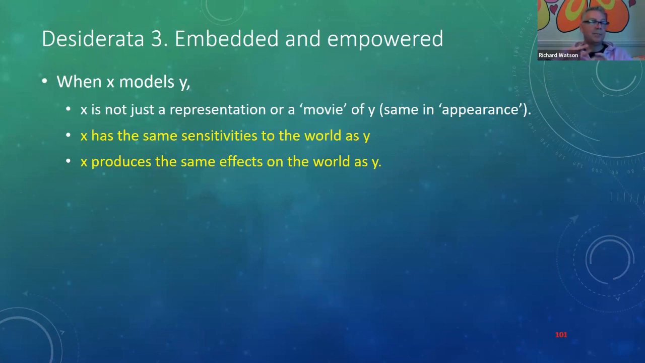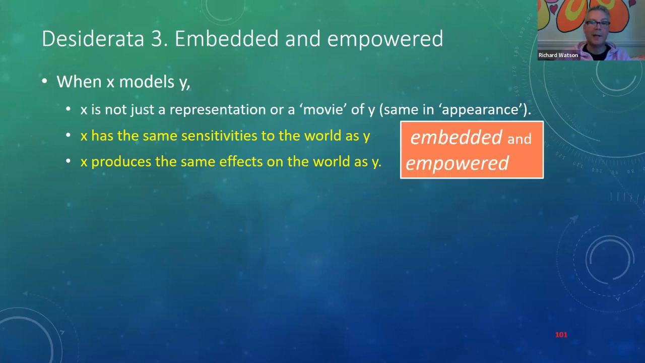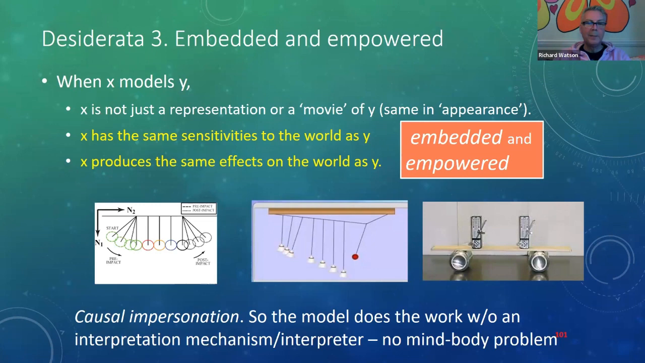We also need it to be the case that it solves the mind-body problem, that it's embodied, embedded, and empowered, that when X models Y, X is not just a representation or a surface structure model or a movie of Y that has the same appearance, but that X has the same sensitivities to the world as Y, and X produces the same effects on the world as Y. I'm going to call that embedded and empowered. And that seems a little bit fantastical. You might call it a sort of causal impersonation, not just an impersonation, but an impersonation that has the same causes, the same effects in the world, so that the model does the work without an interpretation machinery or interpreter, so that we don't have a mind-body problem.